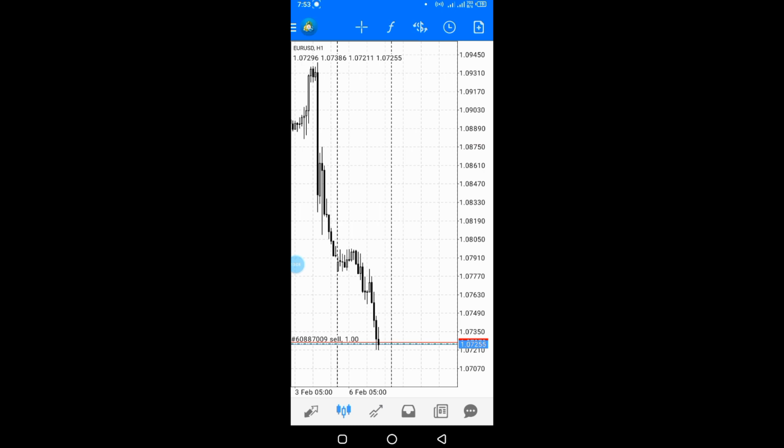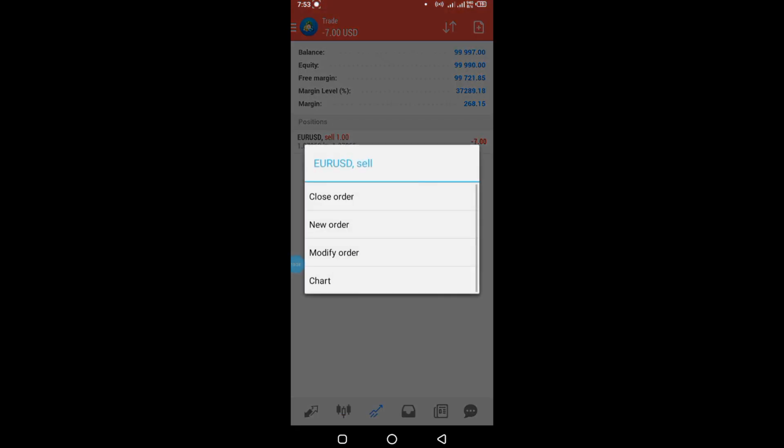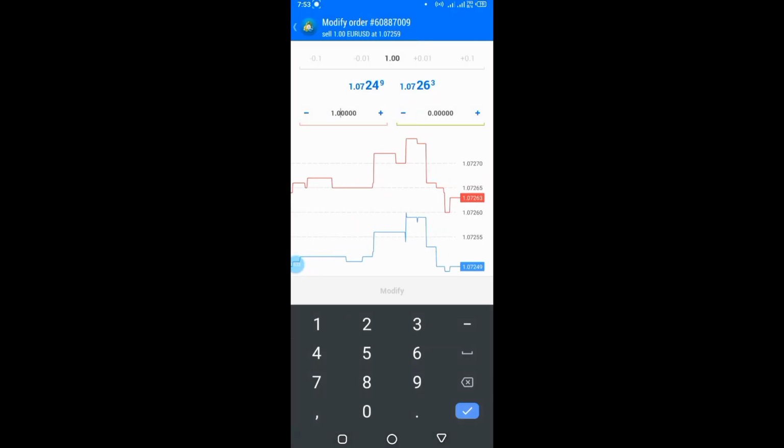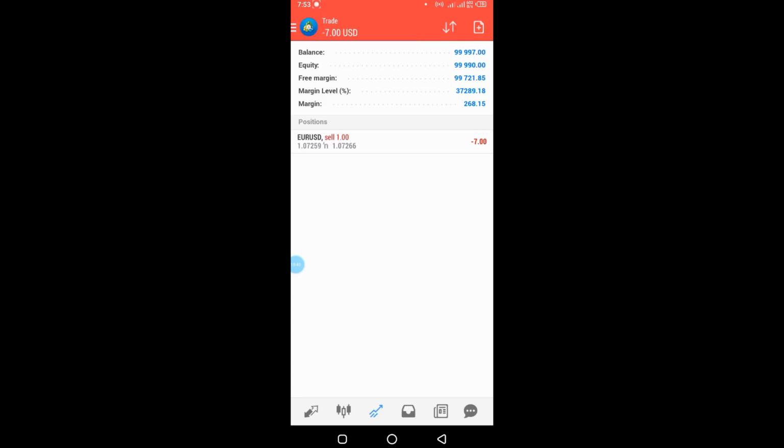Now, therefore, if it is a sell, of course your stop loss should be above your entry point. Let's say 1.07457. Of course, you're going to come here, then you will press it, modification, then you're going to set it at 1.07457. The modification button is okay. You just press it there, and then the order is modified.